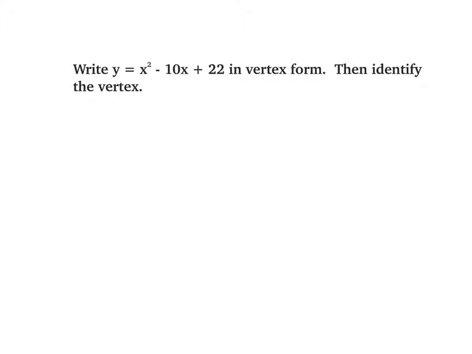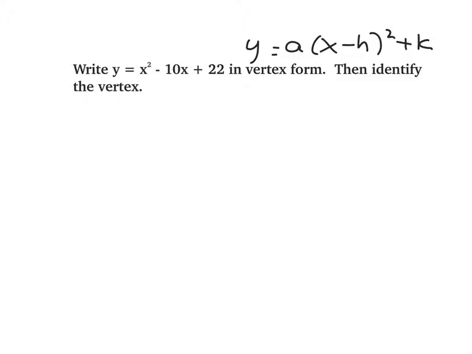Last skill today, I think, says write this in vertex form, then identify the vertex. Okay, vertex form, remember, looks like this. We did this a little while back. It looks like y equals a times (x minus h) squared plus k. That's what it looks like, and that's where we're going right here.